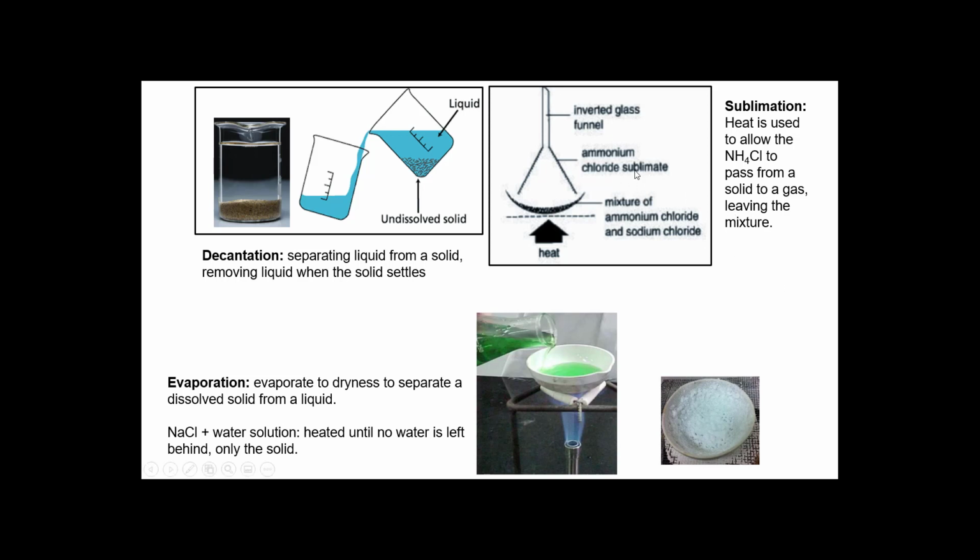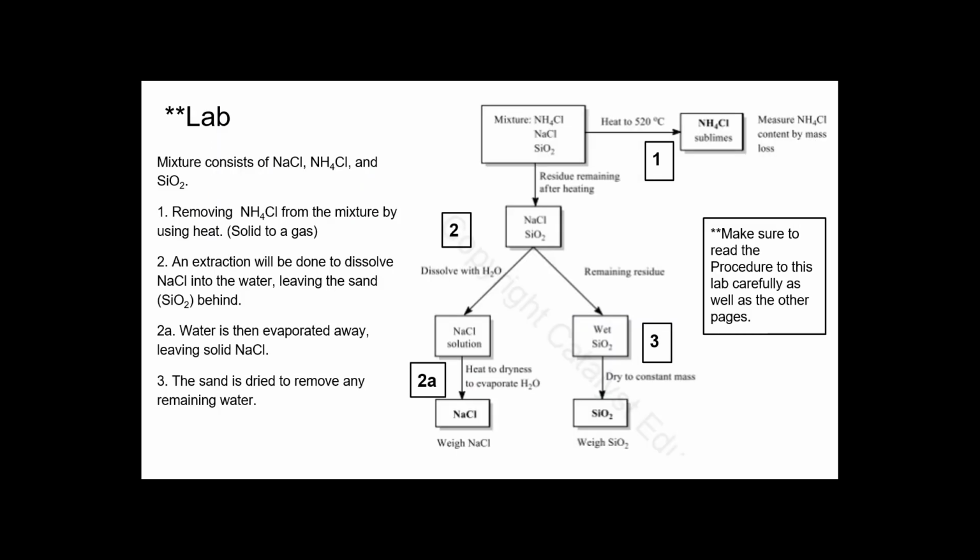Sublimation is when you have a solid and it passes straight to a gas. You never pass into the liquid phase. And that is what happens with ammonium chloride when you bring in a certain amount of heat. It will sublimate away into a gas and therefore bypass the liquid phase. Which leads us to the steps of this lab.